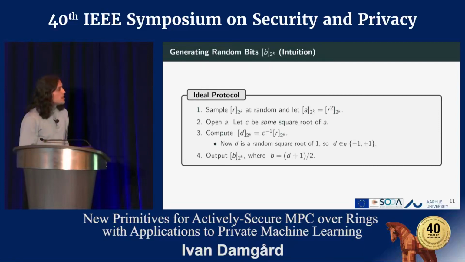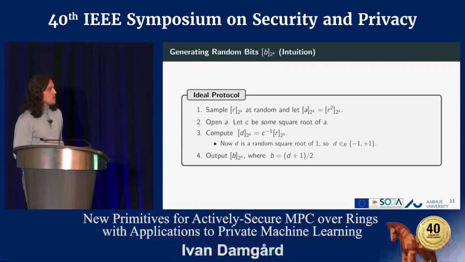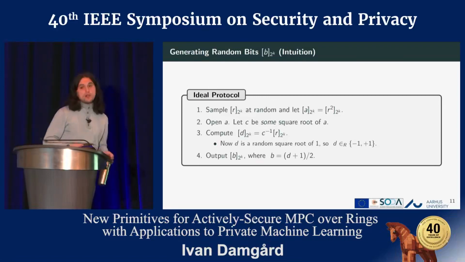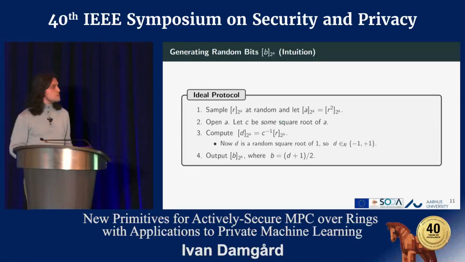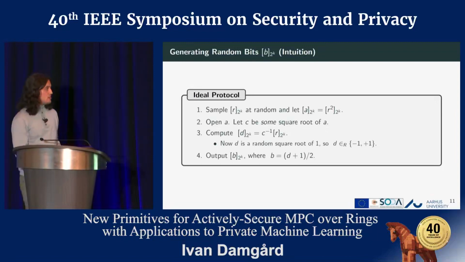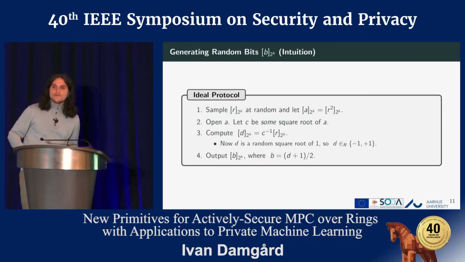It doesn't really matter. And then you compute D to be C inverse times R. So if you square this, it gives you A inverse times R squared, so A inverse times A, which is 1. So D is a square root of 1, and we all know that square roots of 1 are only minus 1 or 1. So now D is a random element, which is basically the sign of R. So it's either minus 1 or plus 1, and then you want to map it to either 0 or 1. So this is just a simple affine transformation. You add 1, and then you get 0 or 2, and then you divide by 2 to get 0 or 1. And this should be a random bit.